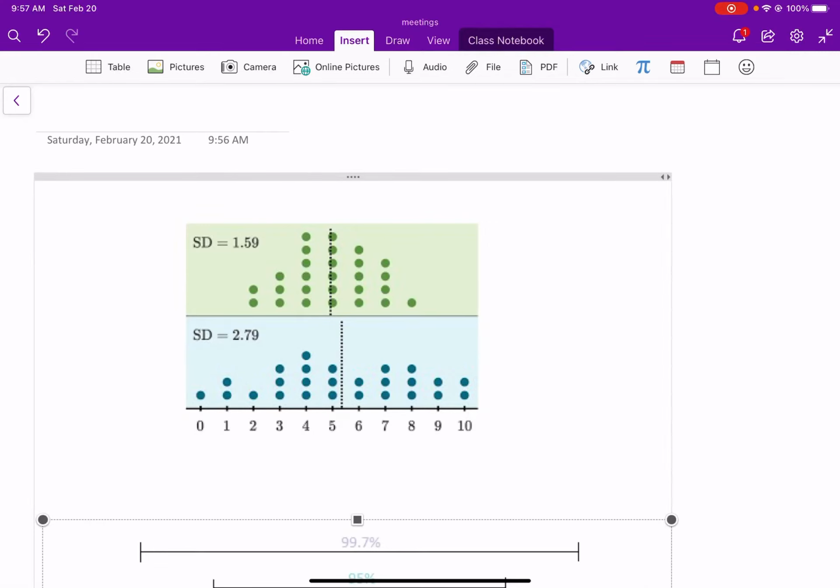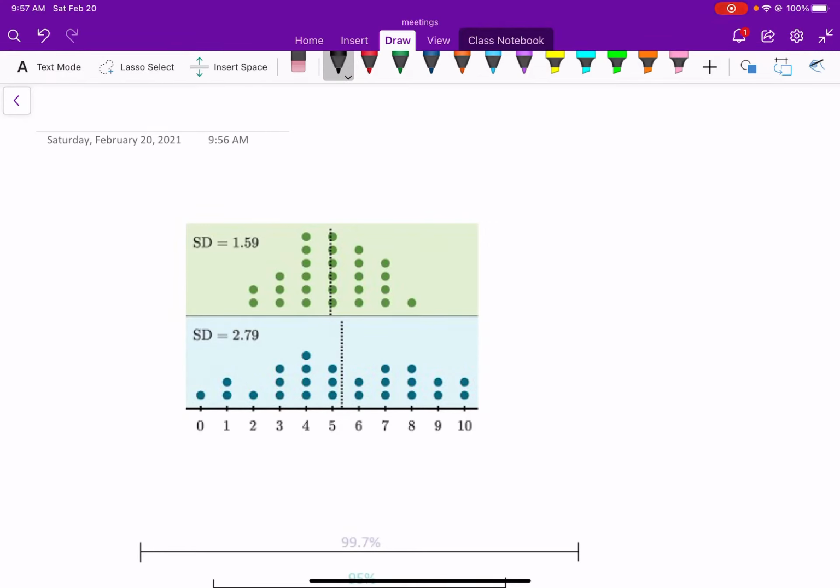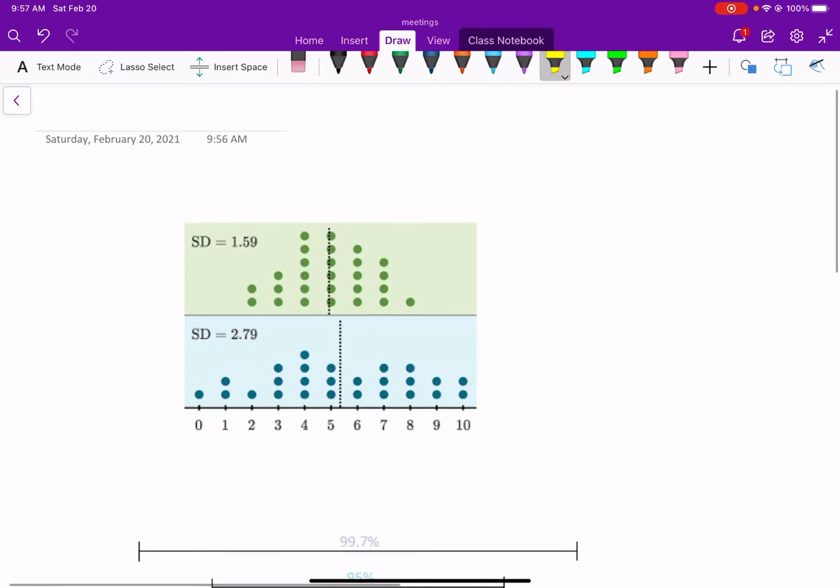Okay, so I wanted to answer this question for you about the standard deviation. One thing you have to understand is that the standard deviation is talking about the spread of the data. In this first image, on the top, you see that the standard deviation is 1.59. Right here where the dashed line is, this is the mean of the data. And it's saying that the average spread of the data is 1.59. That means that the average distance the data is from the mean is 1.59.